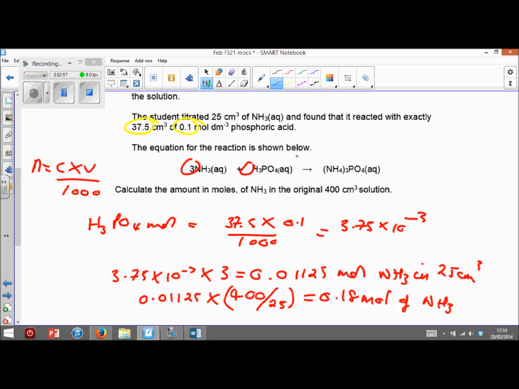But remember, even if you didn't know how to work this out, you can get 1 mark for simply doing your C times V. You get 1 mark just for doing that. Even if you do not know where to go from there, just get that written down. Don't let all this put you off, just do one of these at least. You get 1 mark for calculating the moles of phosphoric acid, a mark for using your molar ratio, getting that answer there, and then taking into consideration your volumes to get the final answer.